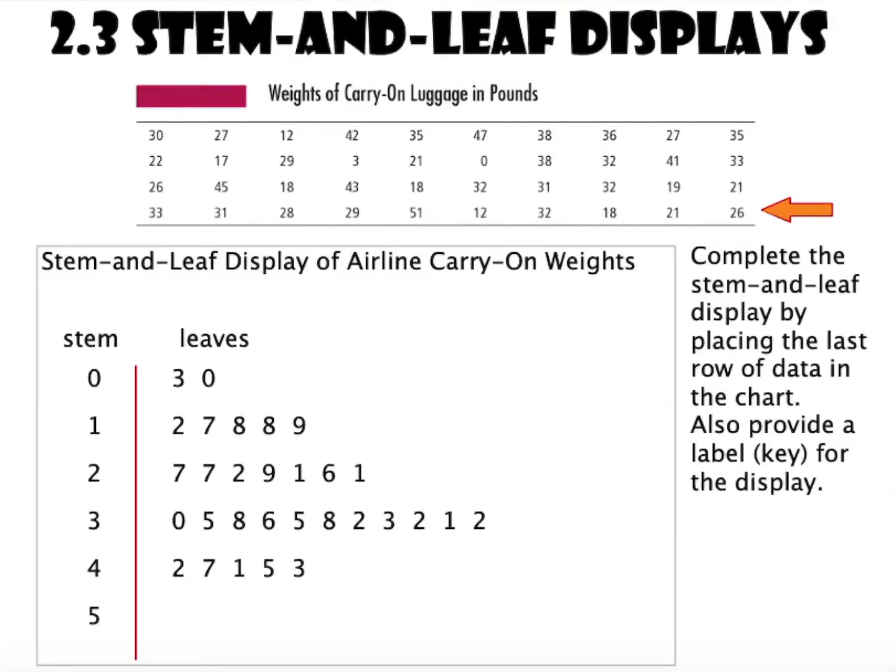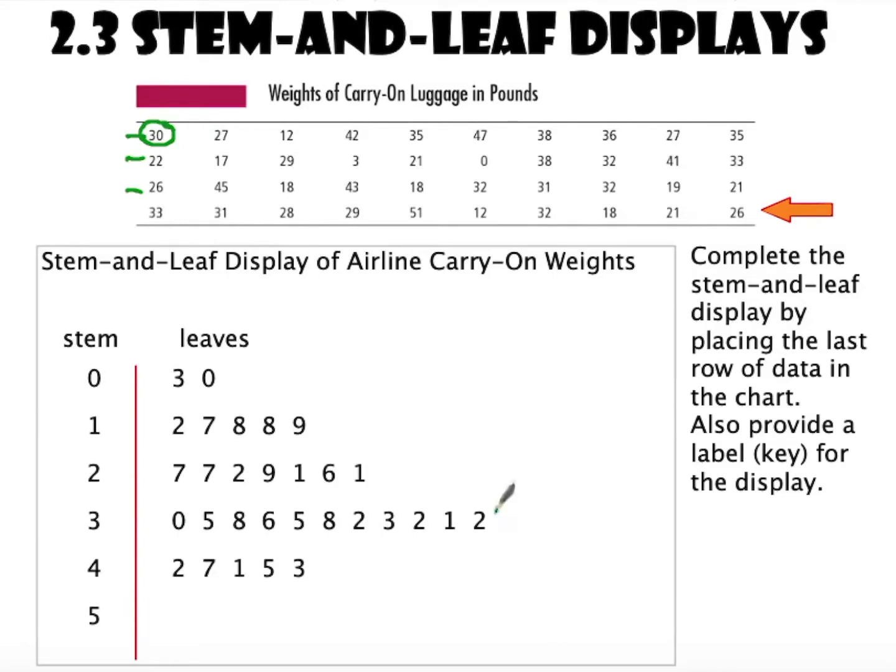Stem and leaf displays are a great way to take a bunch of information and organize it quickly into a nice readable chart. I have already taken these first 3 rows and put them into this stem and leaf display. The stem being the first number and the leaves being the second number. For example, this number 30 is represented right here with the 30. So we are going to finish off that last row.